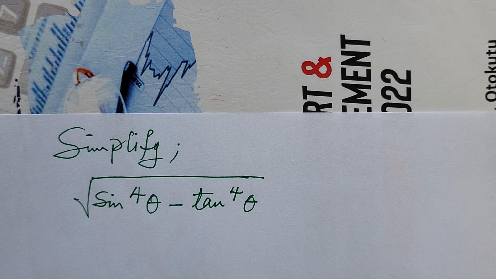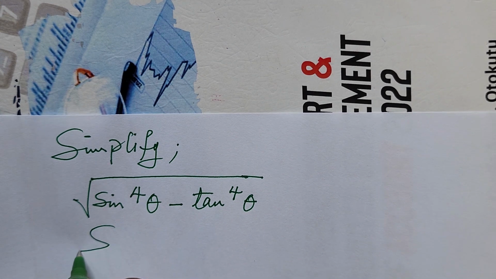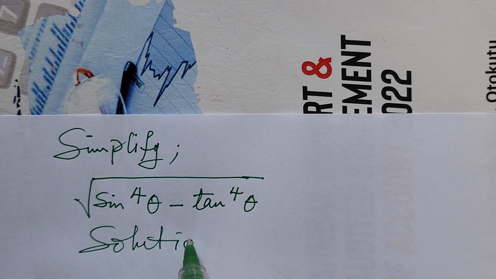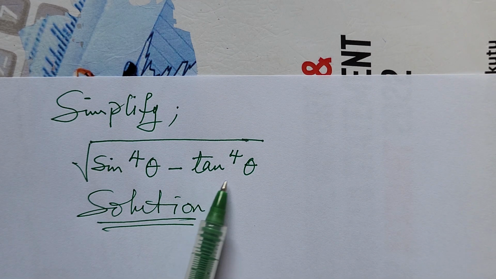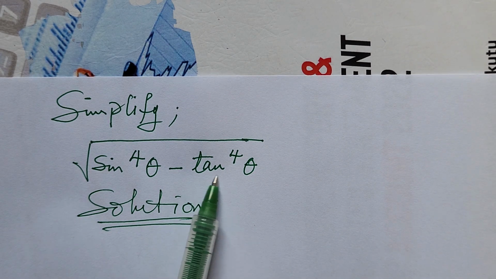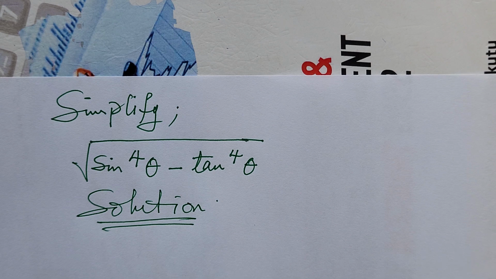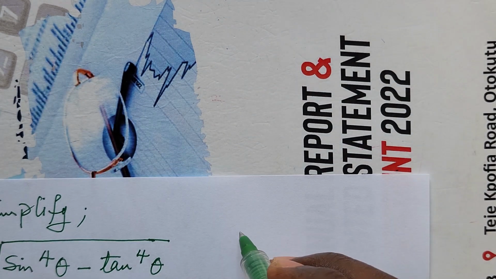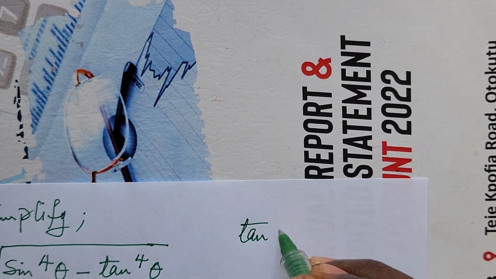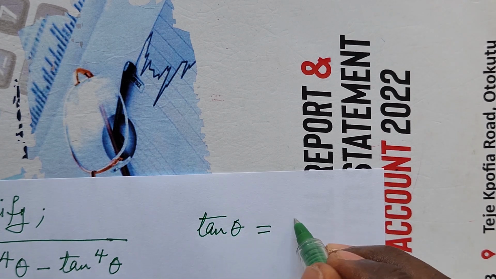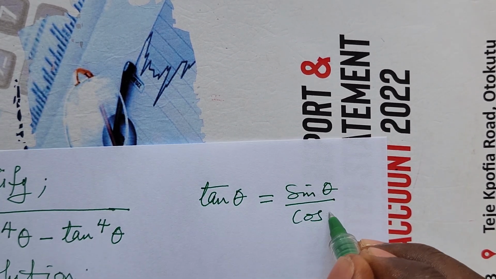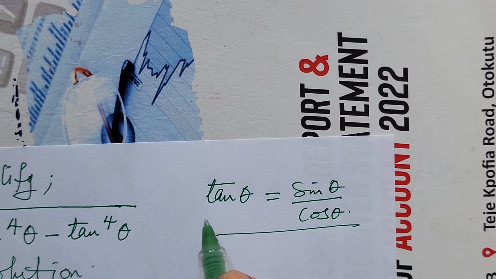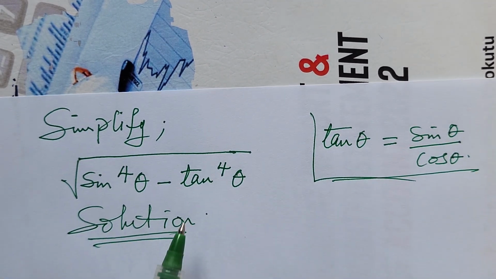Okay, so let's go ahead and solve this. Now, we take a solution. From this, we have a special identity here. We just have to rewrite this part of the expression. Remember that our tan theta is equal to sine theta all over cos theta. So if you remember this, we want to bring that here.